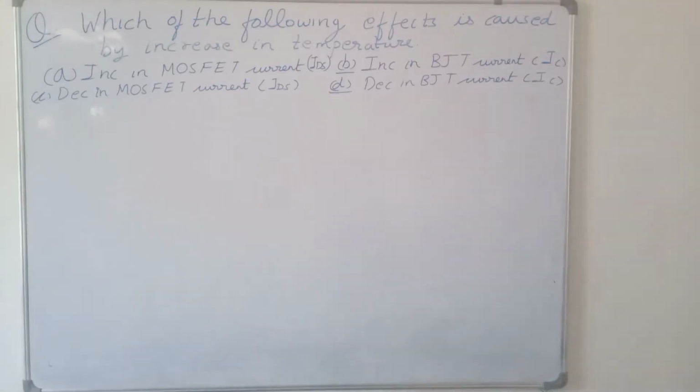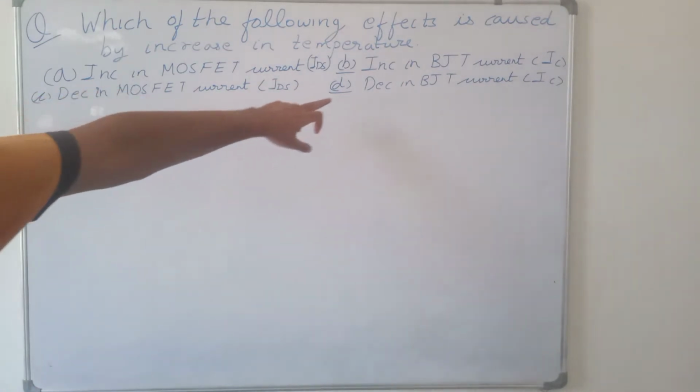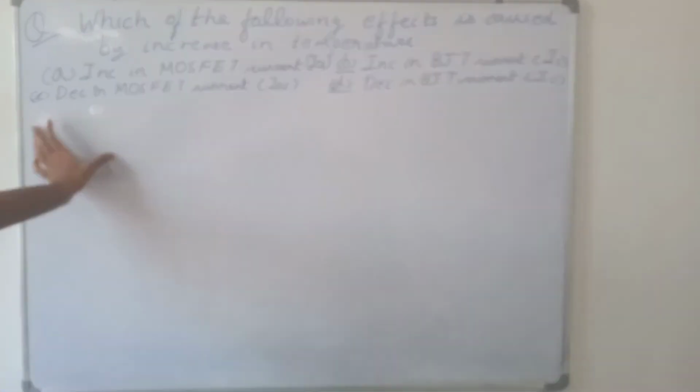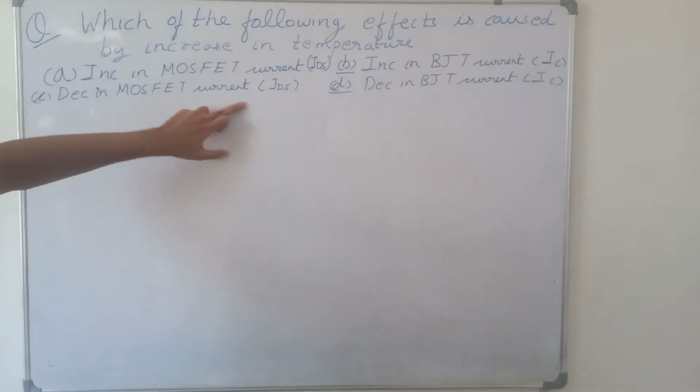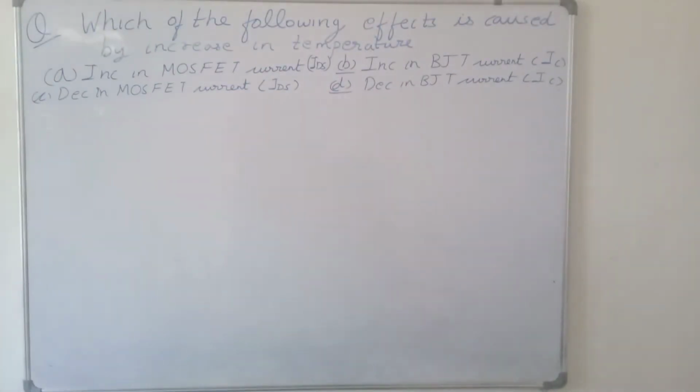So in this question it is asking which of the following effects is caused by increase in temperature. First option is increase in MOSFET current, option B is increase in BJT current IC, option C is decrease in MOSFET current IDS, and option D is decrease in BJT current IC.